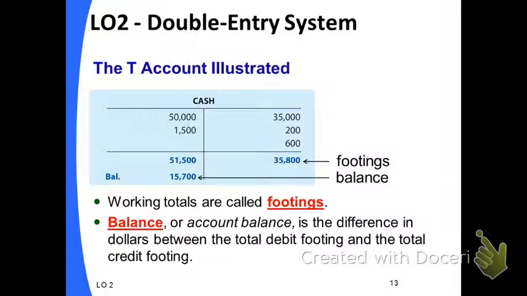Let's look at an illustration of the T account and how it's used. We can see here how there are balances put into the cash account, and then at the bottom we have what are called the footings or the totals, and then the difference between the debit and the credit side is what we call the balance.